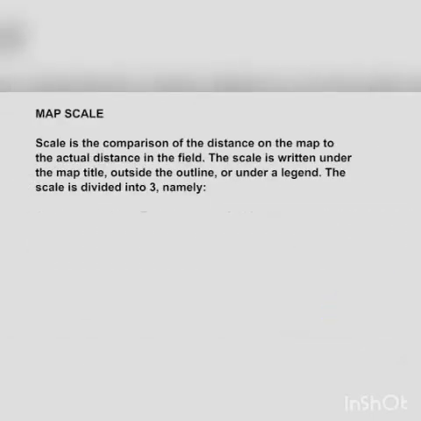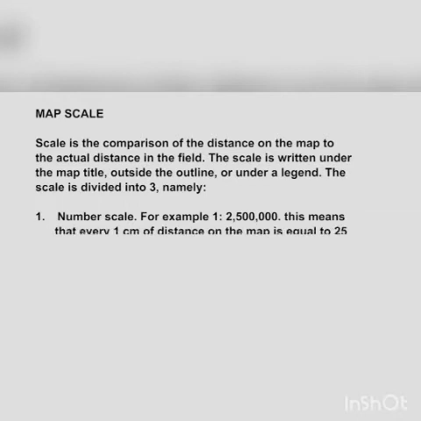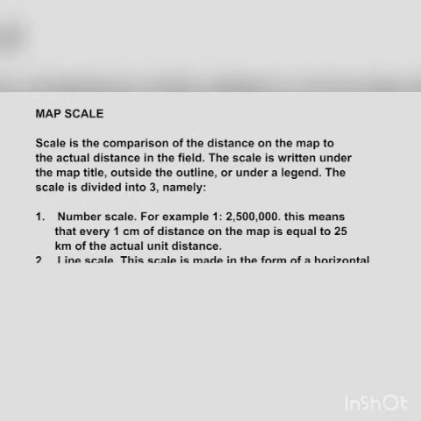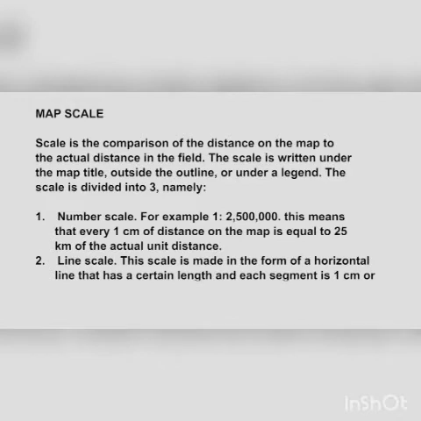Okay, next is map scale. Scale is the comparison of the distance on the map to the actual distance in the field. The scale is written under the map, outside of the outline, or under the legend. The scale is divided into 3, namely 1. Number scale. For example, 1:2,500,000. It means that every 1 centimeter of distance on the map is equal to 25 kilometers of the actual distance. 2. Line scale.